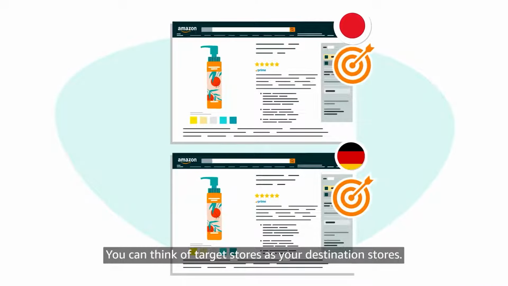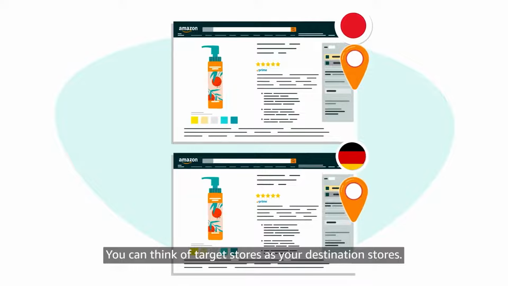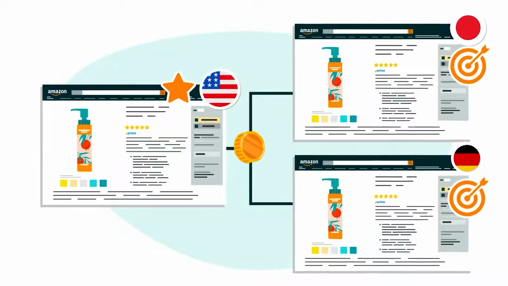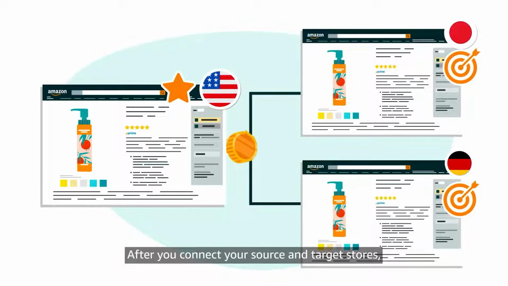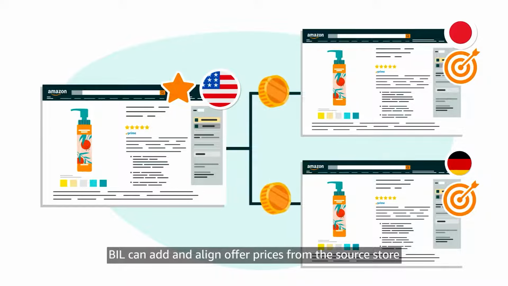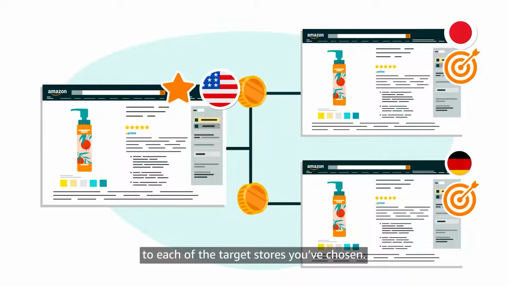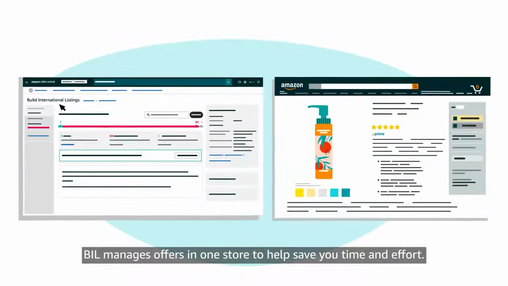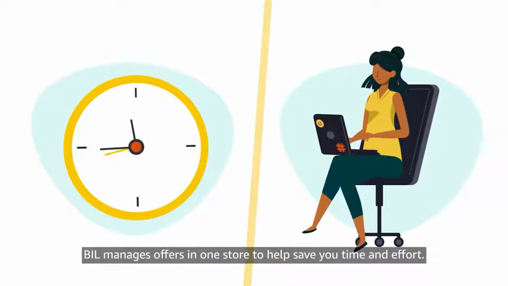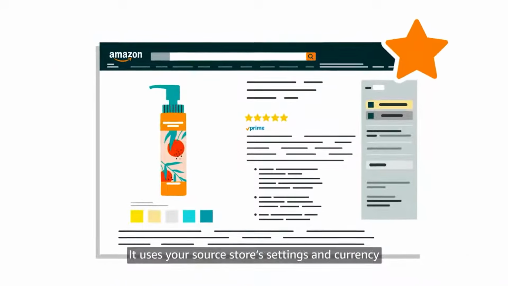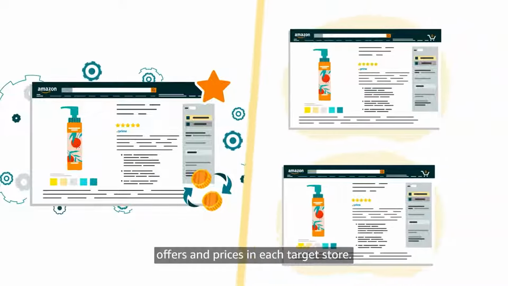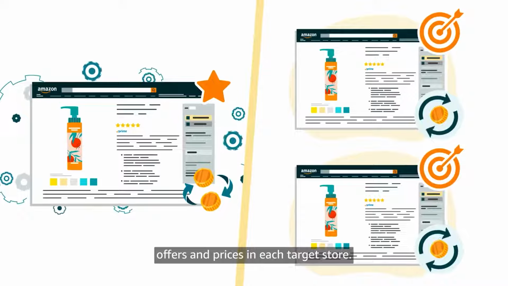You can think of target stores as your destination stores. They represent each of the stores you'd like to connect to your source store. After you connect your source and target stores, BIL can add and align offer prices from the source store to each of the target stores you've chosen. In other words, BIL manages offers in one store to help save you time and effort. It uses your source store's settings and currency exchange rates to update eligible offers and prices in each target store.